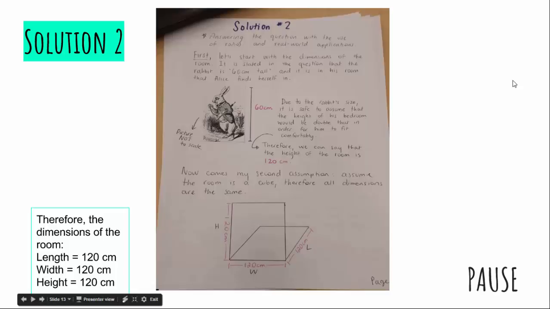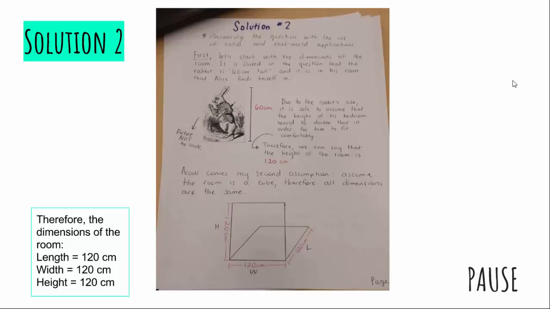Here's another version of how you could go about solving this problem. It is stated in the question that the rabbit is 60 centimeters tall, and it is in his room that Alice finds herself in. So it is safe to assume, based on my assumptions, that the height of the room would be double the rabbit's height from the tip of his ears to the point of his toes, meaning that the height of the room could be calculated to be 120 centimeters.